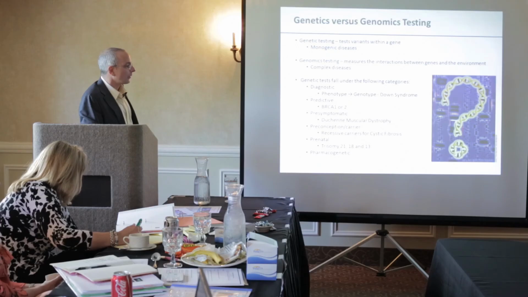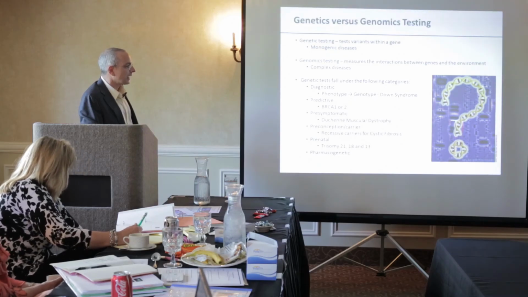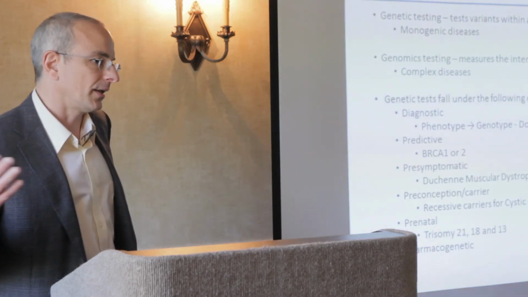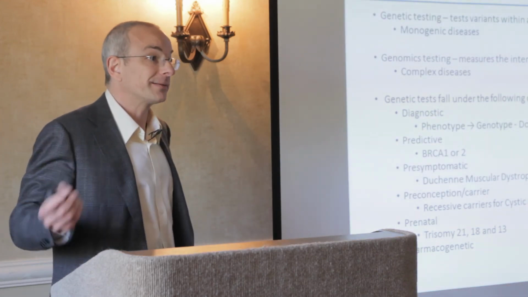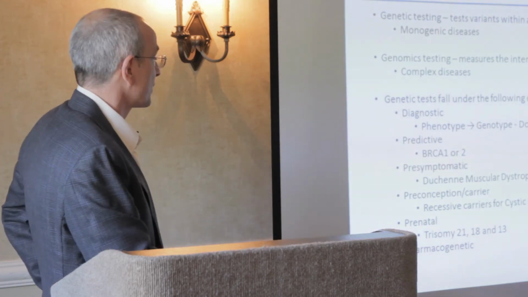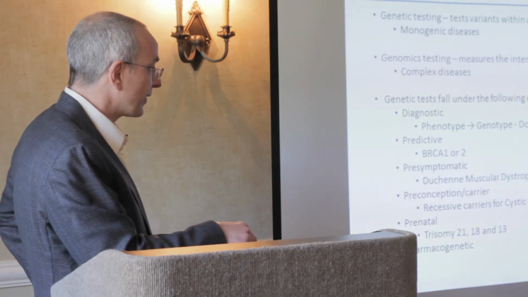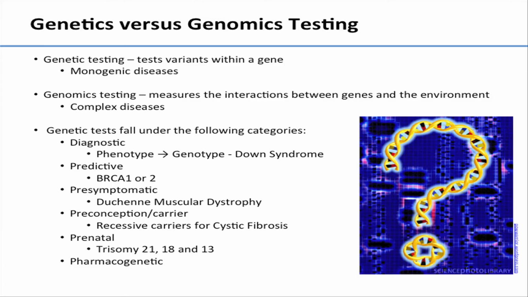A lot of people are starting to look at, hey, listen, who's my partner here? Do they have something that I should know about? And I'm sure the partner's saying the other thing too. So having what's called carrier detection, especially for cystic fibrosis. Of course, prenatal is big, big, big. And so trisomies 21, 18, and 13.